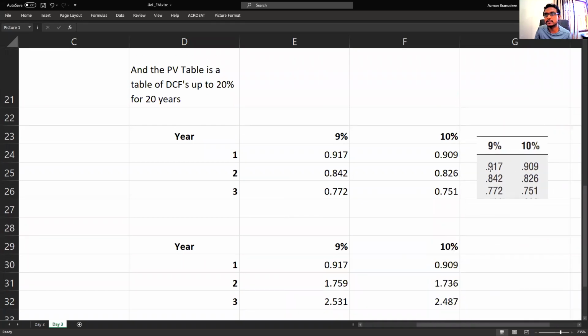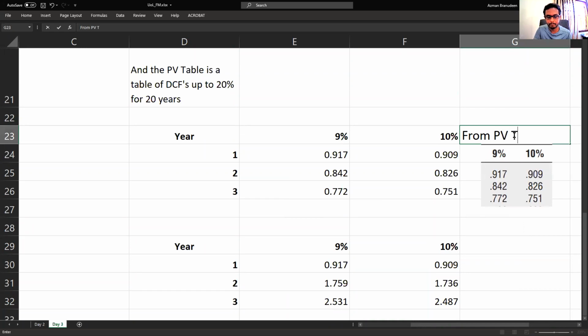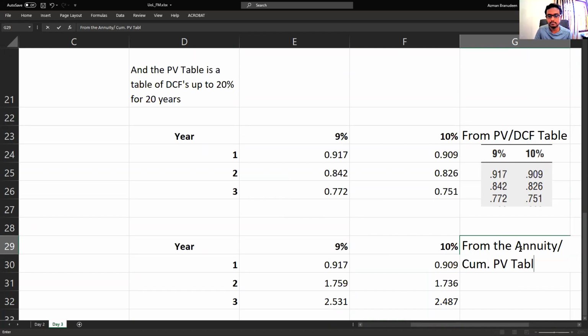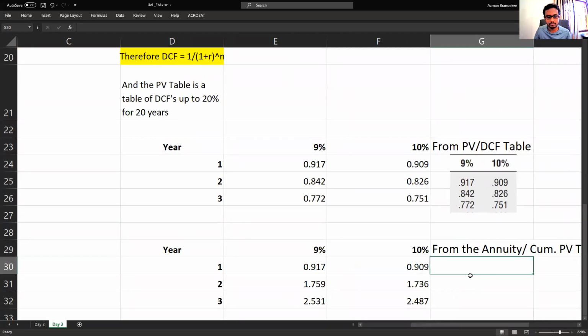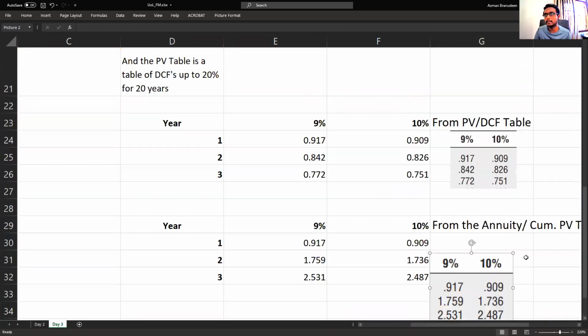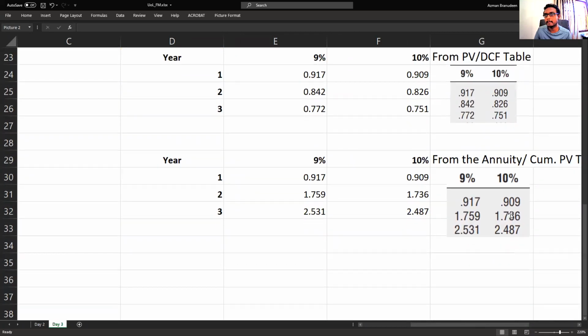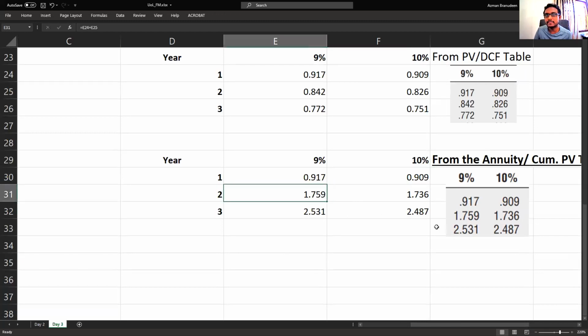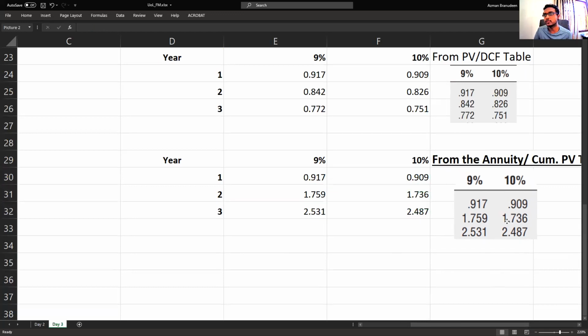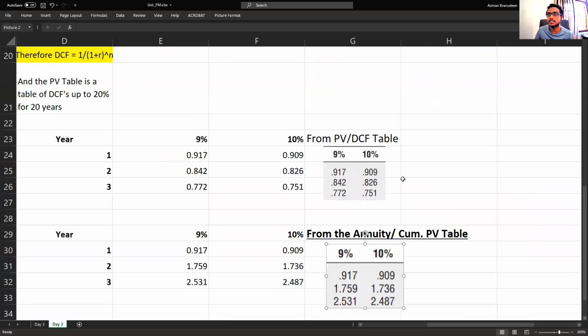So that is the present value table. It's also known as the DCF table. So from the annuity table or the cumulative PV table, there we go. 0.917, okay, 1.759, okay, 2.531, done. 0.909, 1.736, 2.487. So this is how those two tables work.